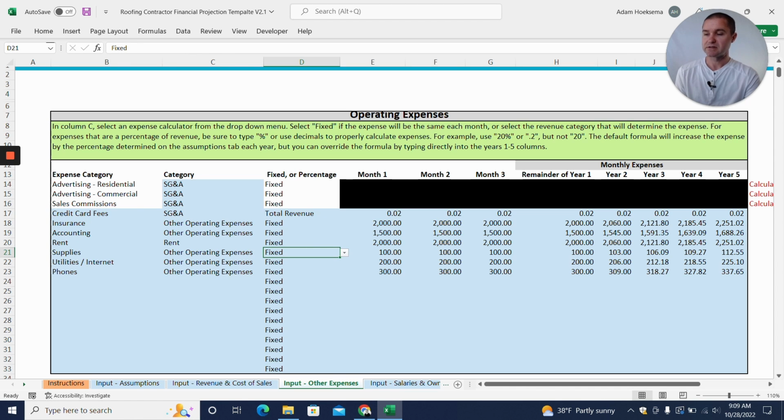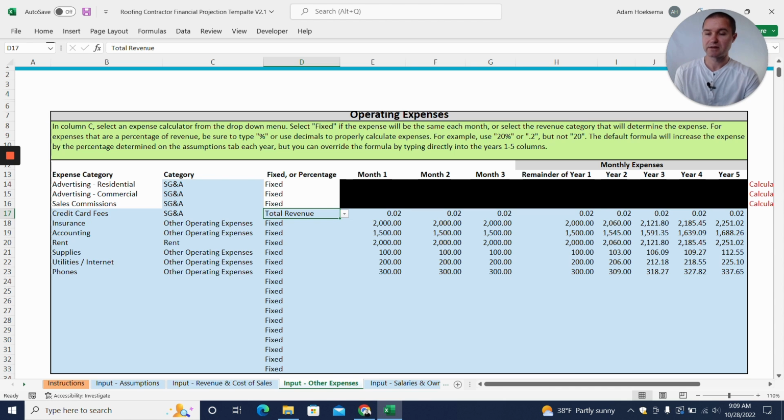Now these additional expenses here, credit card fees, this is a good example where if your customers are paying you with a credit card, you're going to have to pay a credit card processing fee. And so what you want to do is make that a percentage of revenue. So for all of your expenses, you can set them as either a fixed dollar amount, which means it's the same dollar amount each month, or a percentage of revenue. So as your revenue grows, your credit card fees will grow as well.